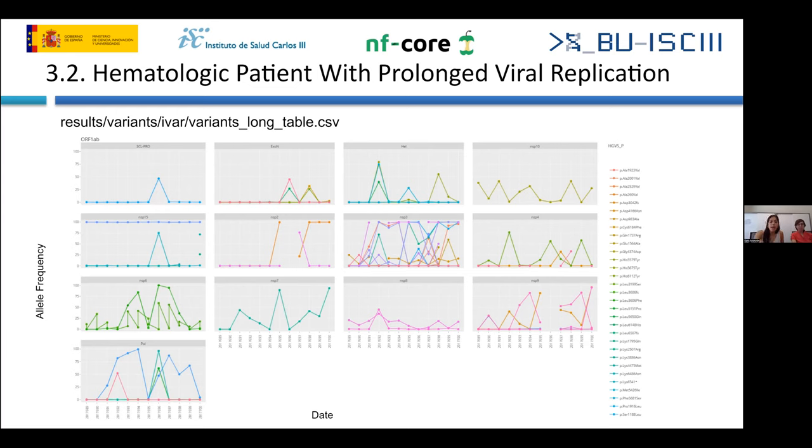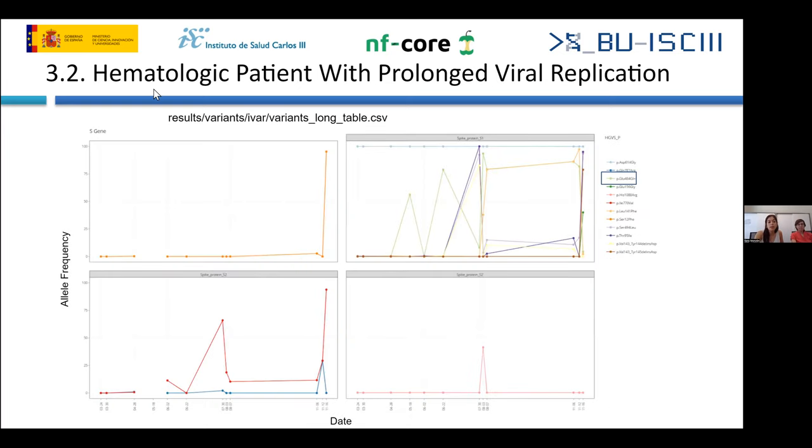So in this example, we can see the ORF1AB mutations, and most of them are present in the non-structural protein 3. Something similar happens with the S gene, where most of the variants are accumulated in the spike protein S1. Also, we found one of the variants that was afterwards considered a mutation of concern of the Delta variant inside this woman, when the Delta variant wasn't circulating in Spain.